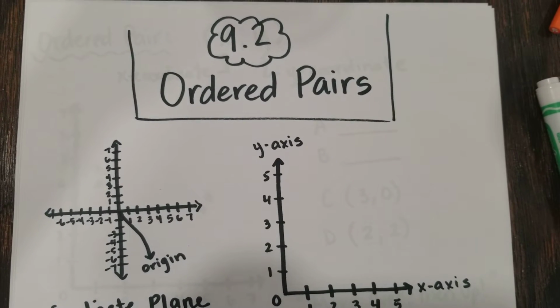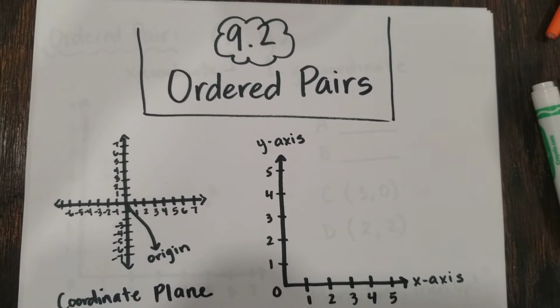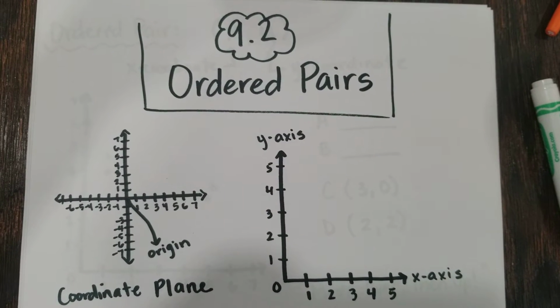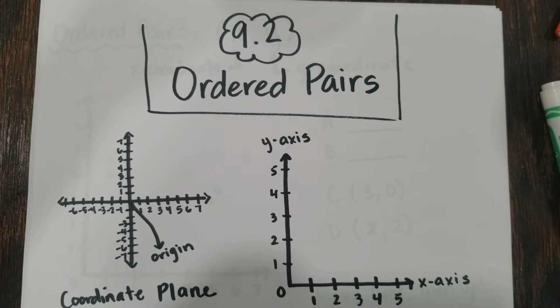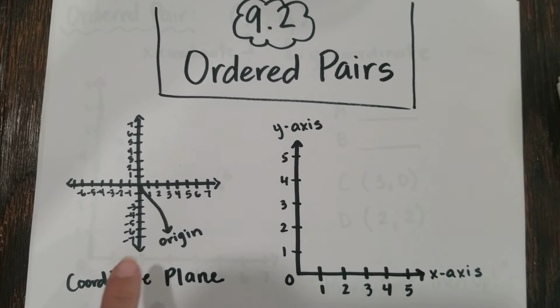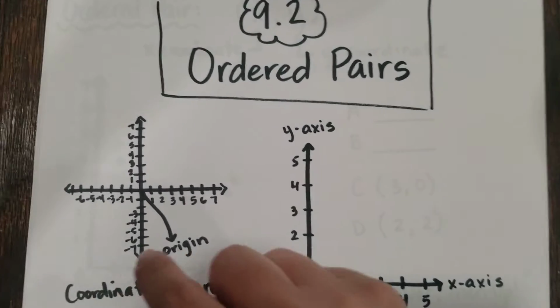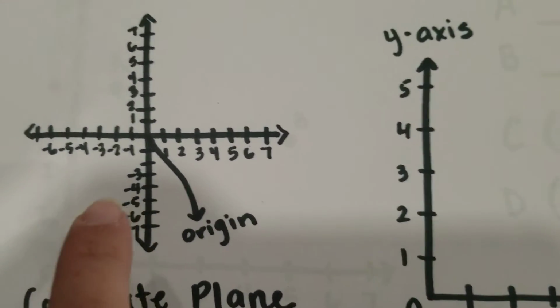Okay, welcome to lesson 2 in chapter 9, so 9.2. And this chapter is about ordered pairs. So we're going to be using something called a coordinate plane. Now, a little bit about the coordinate plane is, let me zoom in here for you.